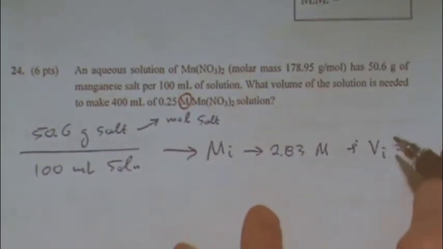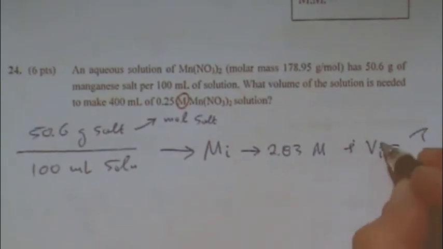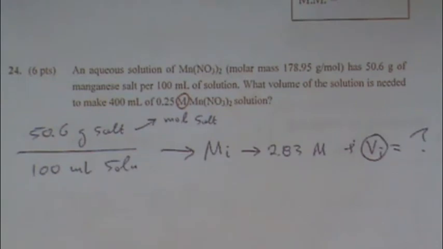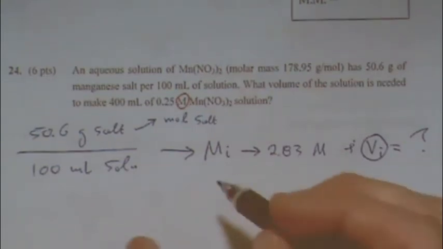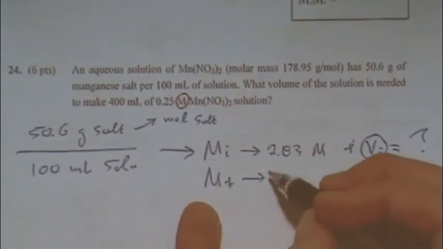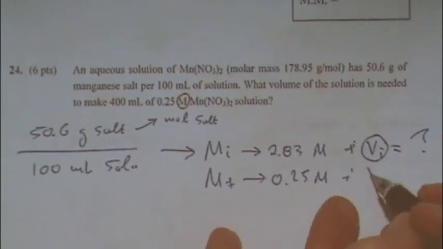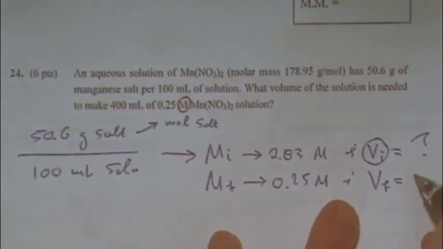We're looking for the initial volume. That's what we're looking for, right? So this is the question mark. With what initial volume should we start at this molarity? What are we making? A solution, right? So the final solution, what kind of molarity does it have? 0.25 M. And what volume? 400 milliliters.